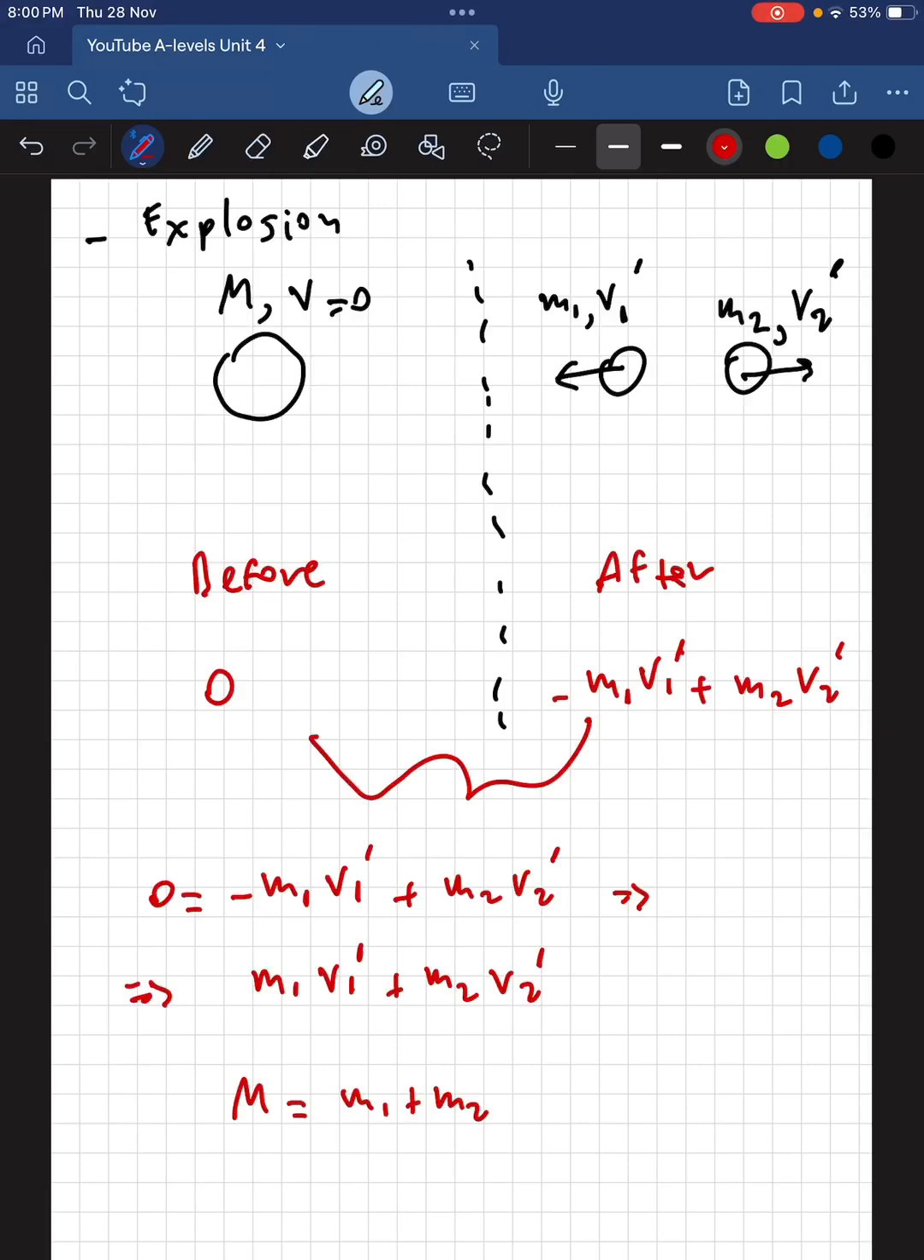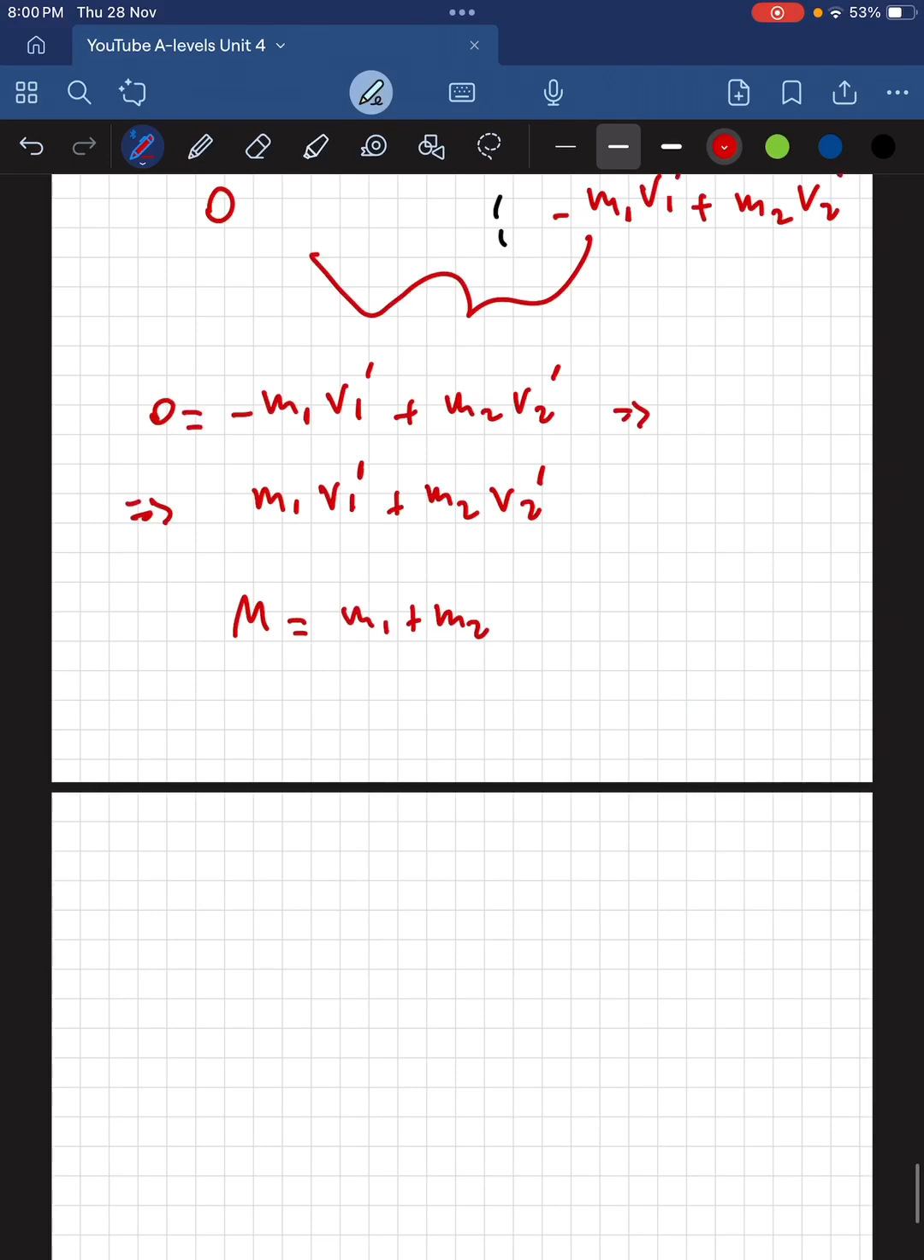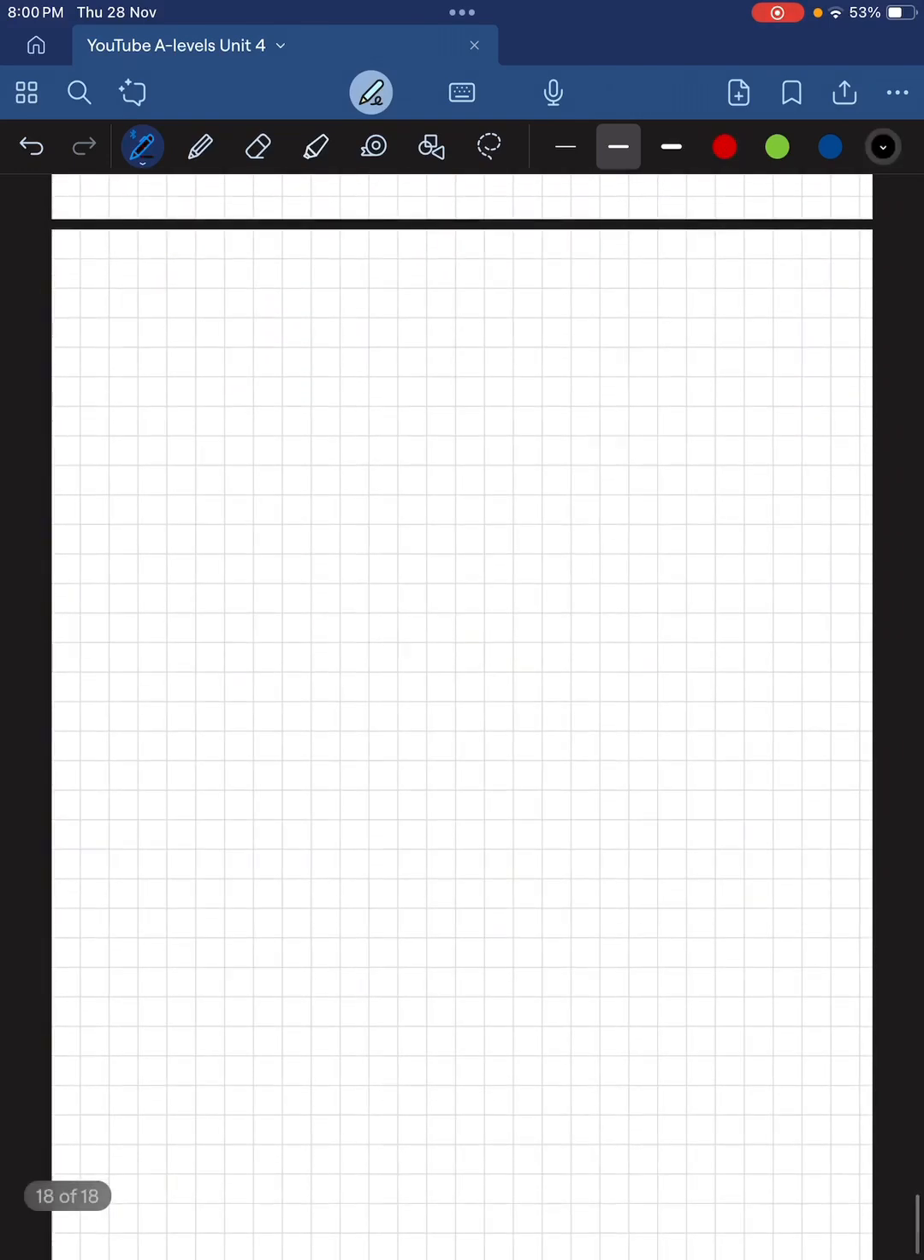So this is AS level one-dimensional collisions. Now let's go see two-dimensional collisions. So let's advance to A level 2D collisions.